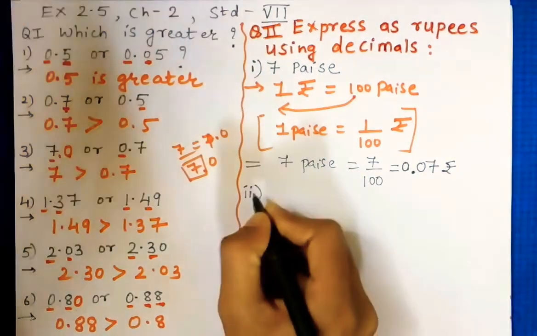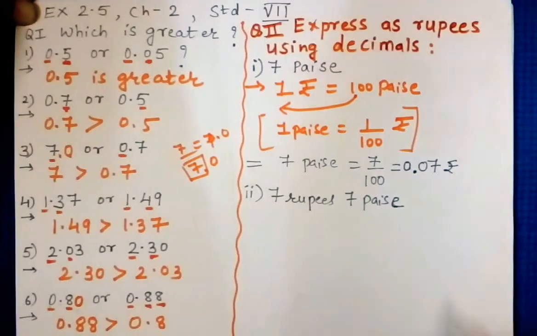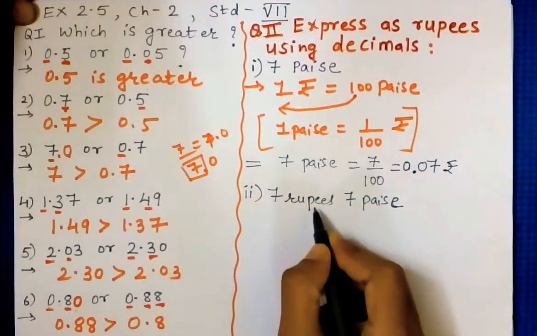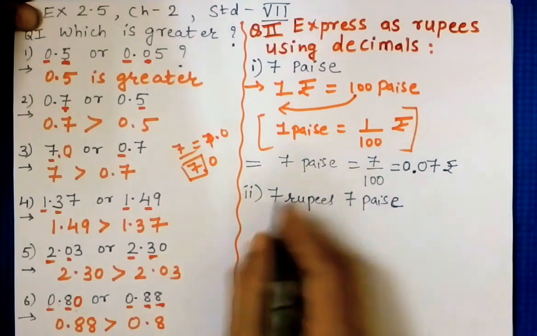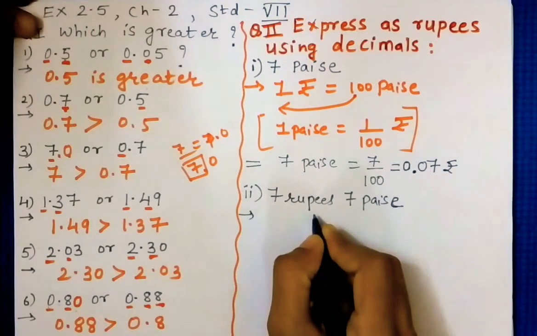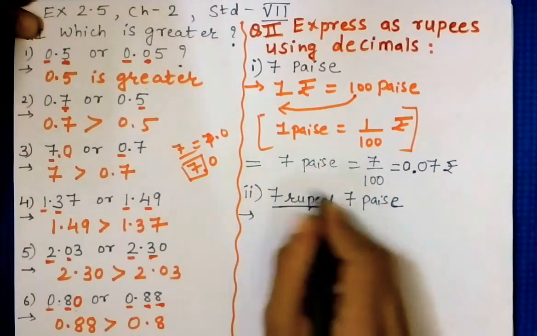Now we will see our second question. Second one is 7 rupees 7 paise. So we have to get our answer in rupees. Now here this 7 is already in rupees, so this we don't have to convert.